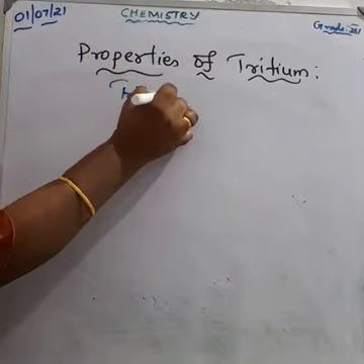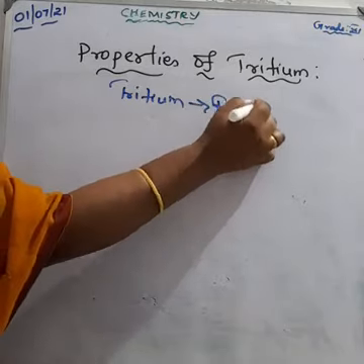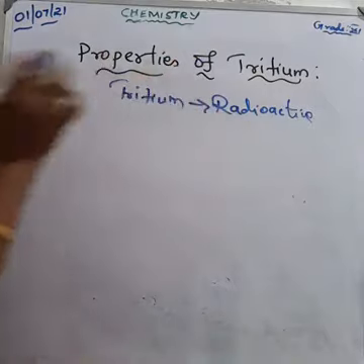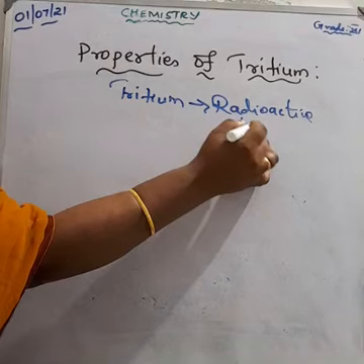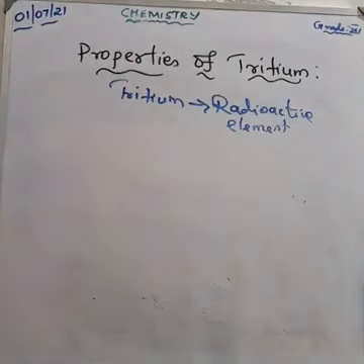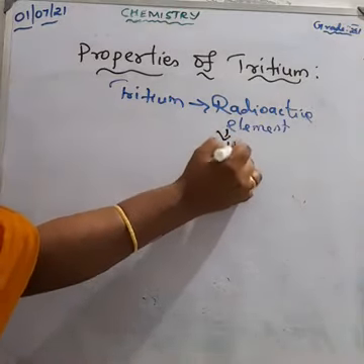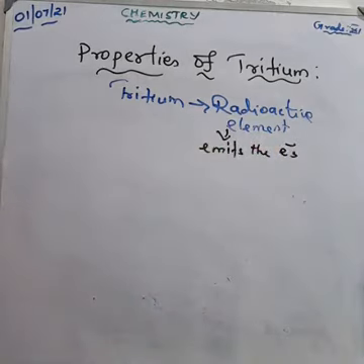Okay, we know the 3 isotopes of hydrogen are protium, deuterium and tritium. Among the 3 isotopes, tritium is a radioactive element. What do you mean by radioactive element? A radioactive element always emits electrons in the form of radiation. That is called a radioactive element.